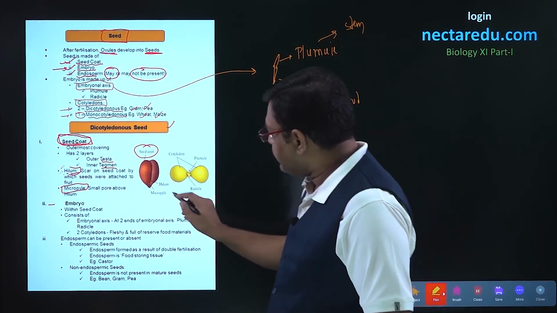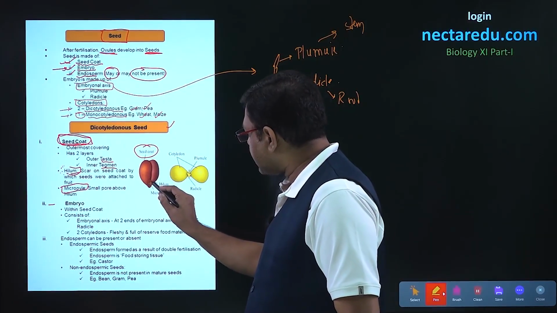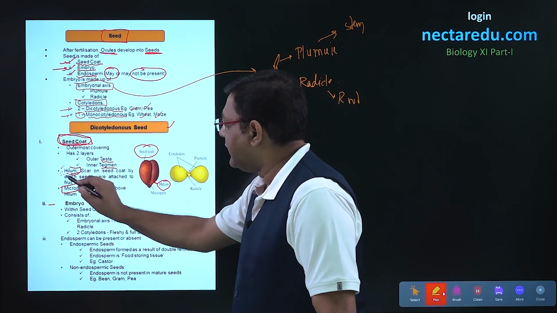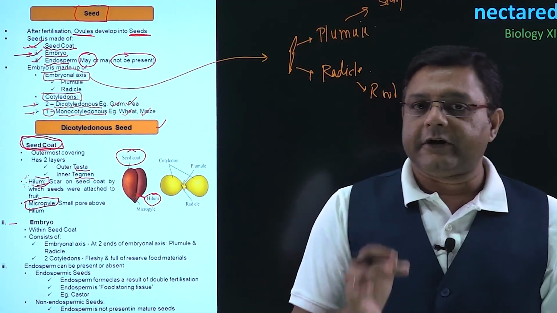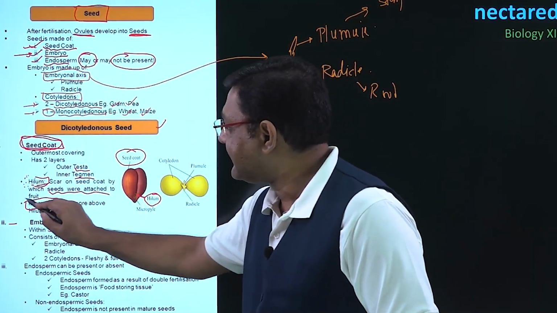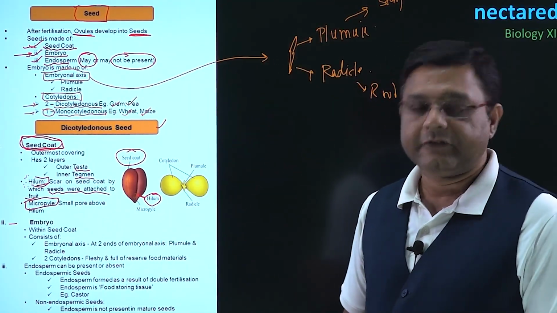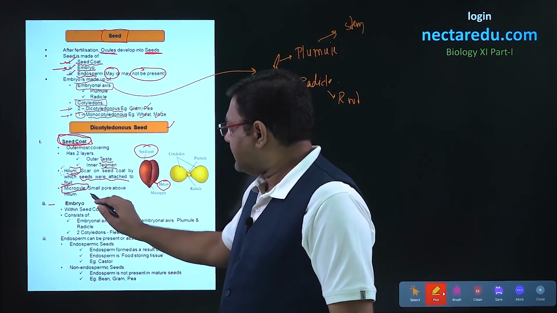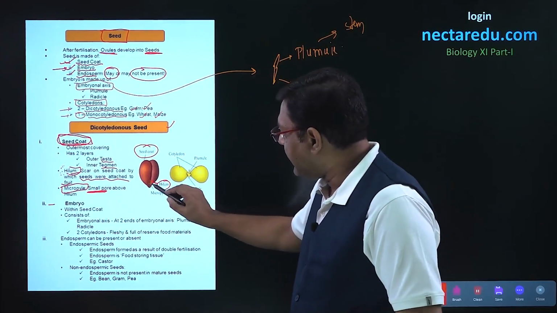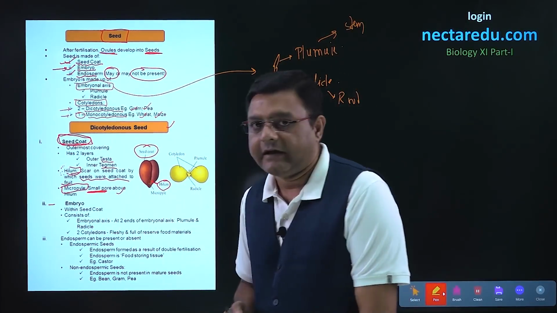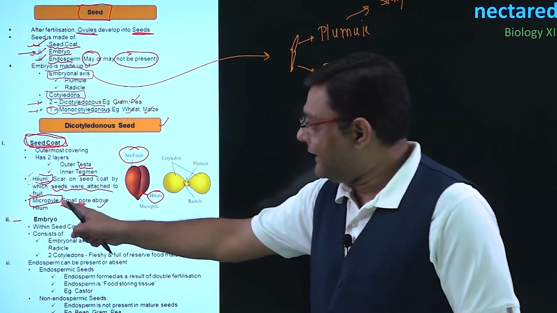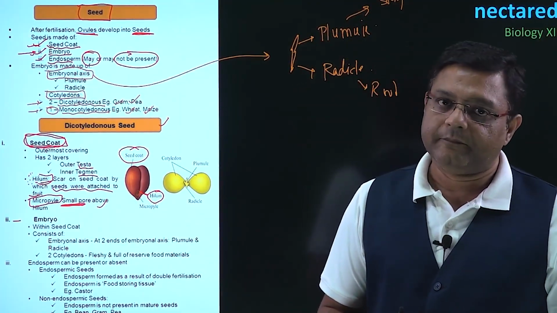In this particular diagram, we can see that a scar is present here, and this scar on seed coat is called the hilum. This scar comes from the point where seeds were attached to the ovary. Micropyle is a small pore and it is present just above the hilum. Water enters into the seed during germination through this structure which is called micropyle.